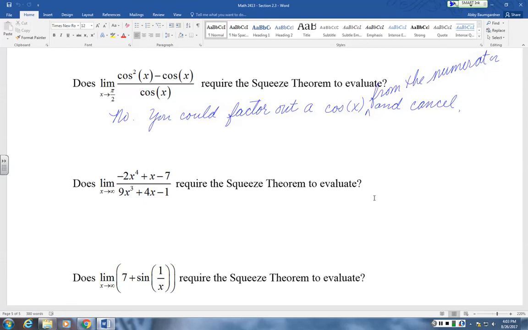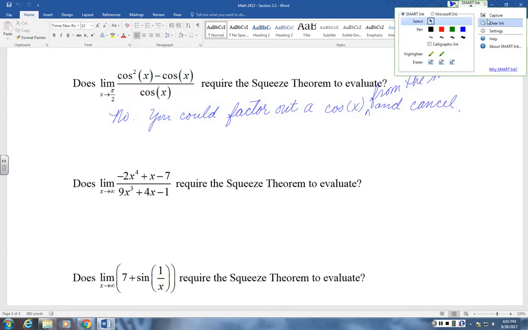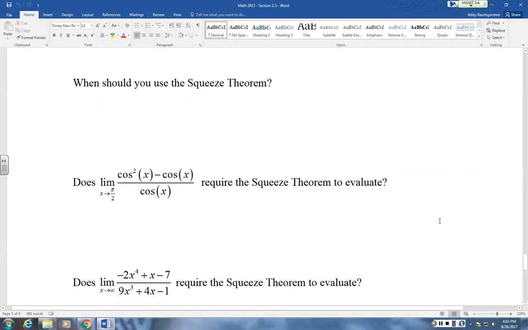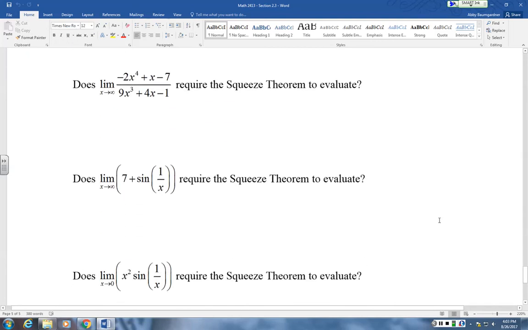What about the next one? There's no trig in that. I wouldn't even think about doing it. It doesn't have to be trig, but for our purposes, most of the time it's going to be trig, right? So I would say no on this one because yikes, no trig. All right, next one.